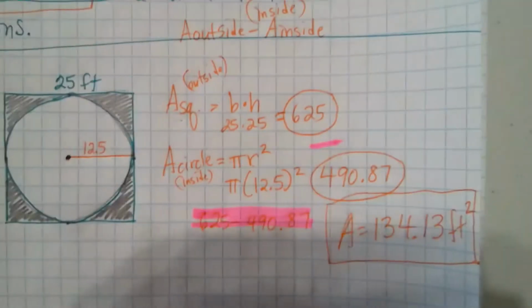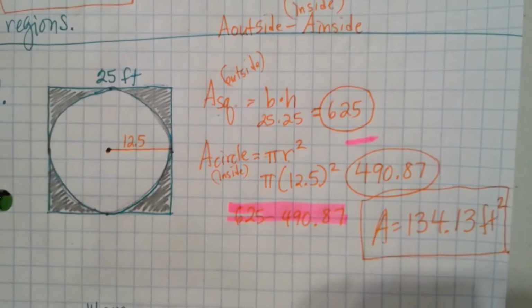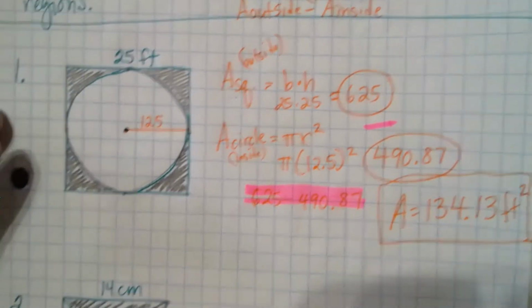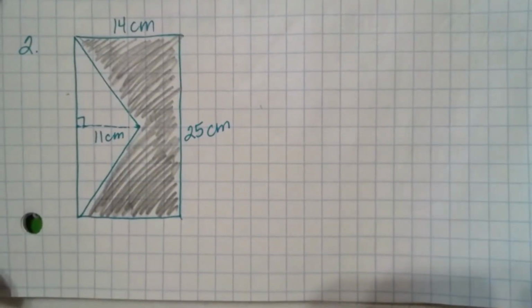Well, that seems a lot easier than the ones we did last time, huh? A lot less work. Again, shaded region: area of the outside minus area of the inside. All right, so here's number 2. Pause, draw a picture.